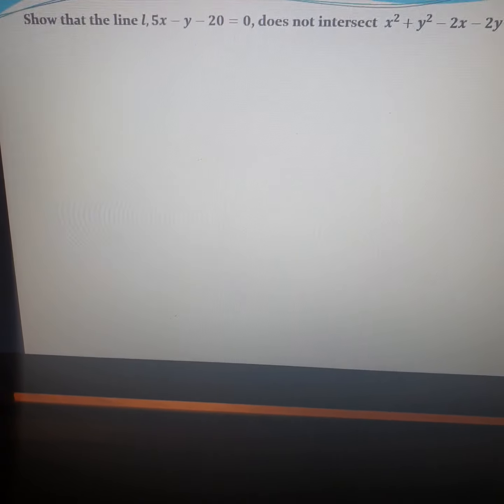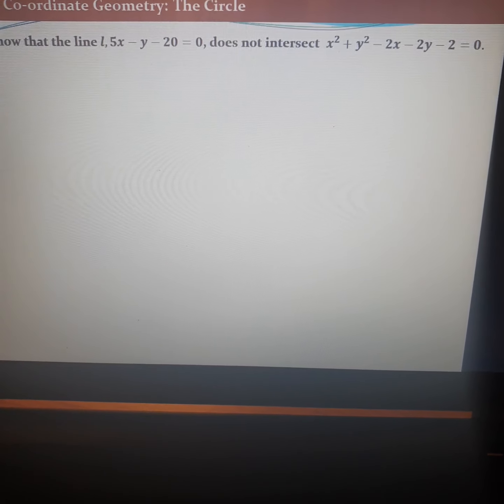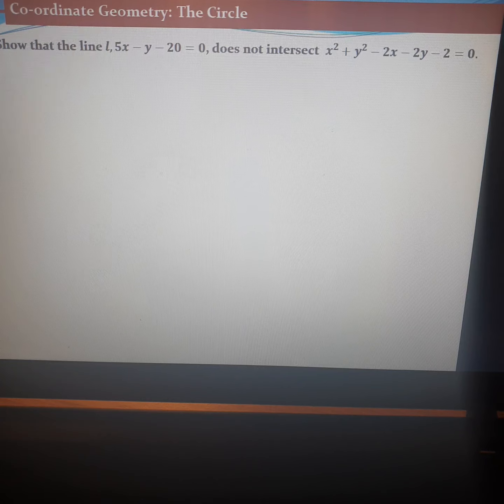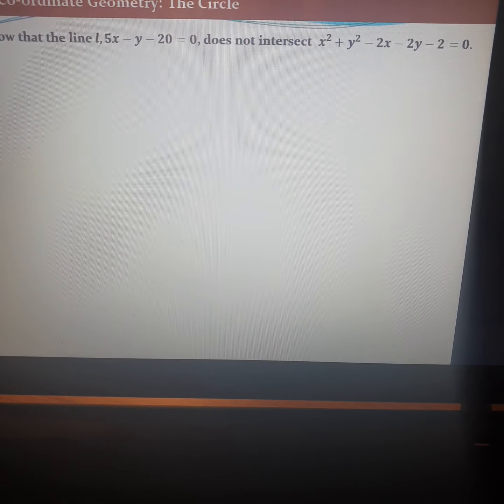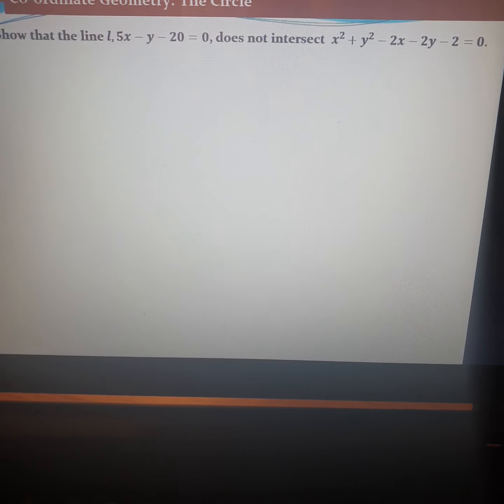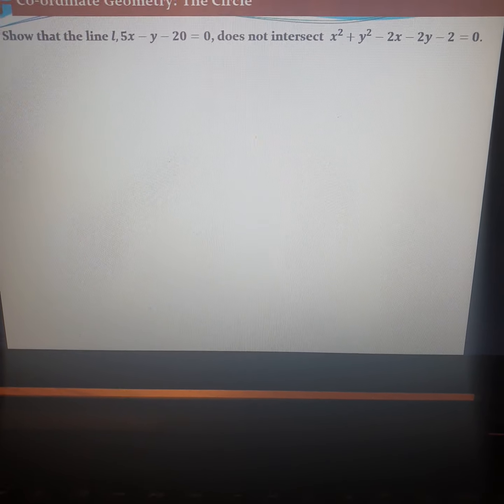So another type of question, right? This is kind of bringing me back to your algebra. Show that the line L, which has the equation 5x minus y minus 20 is equal to 0, does not intersect x squared plus y squared minus 2x minus 2y minus 2 is equal to 0. So bringing it back to algebra and bringing it back to what you know.